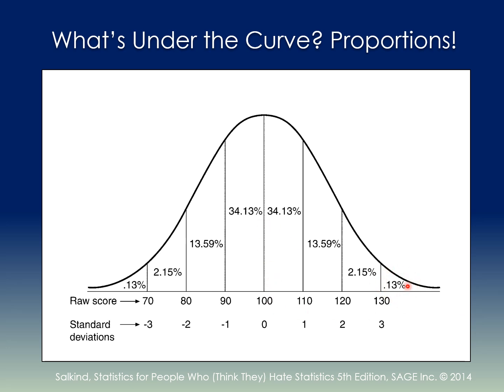Now, this is above the mean, but notice that everything is mirrored if you're looking at the proportion of scores that fall below the mean as well. And that's because the normal curve has 2 mirrored halves of one another.